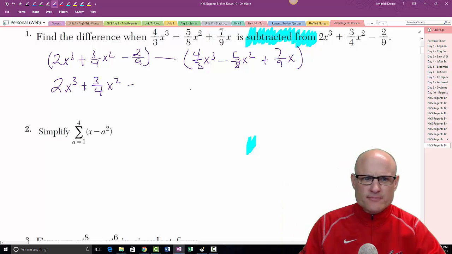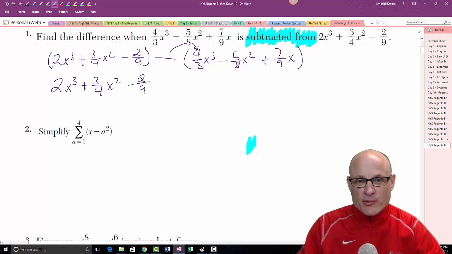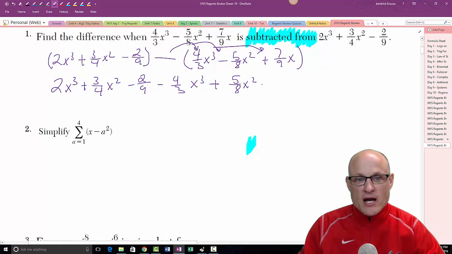Now, by the way, 2/9. Now we have to distribute. There's the tricky part. You got to distribute that negative to everybody. So minus 4/3 x cubed plus 5/8 x squared minus 7/9 x. And now you just put all the stuff together.